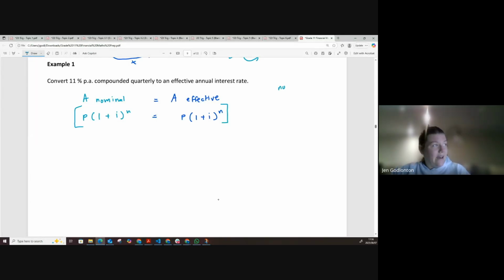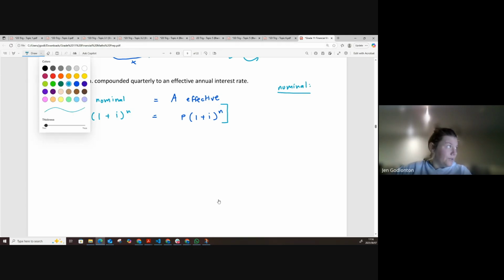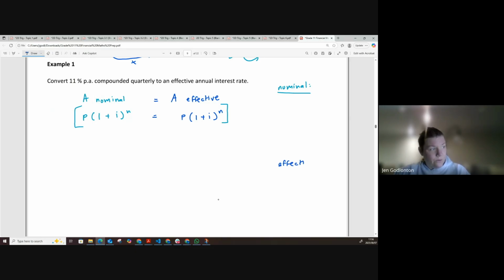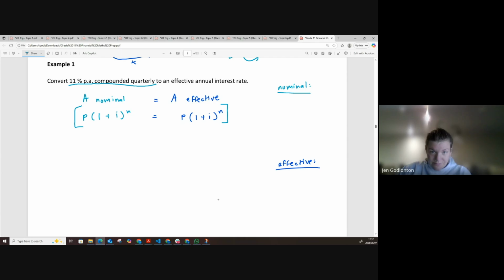So we're going to have our grocery lists again, but we're going to have two grocery lists because we're going to have one for nominal and then one for effective. And let's have a look at our question. Convert 11% per annum compounded quarterly to an effective interest rate. Okay, so we've got P, we've got A, we've got I, we've got N.